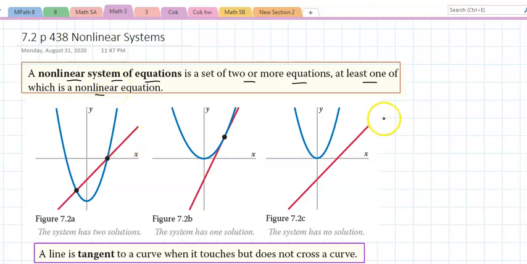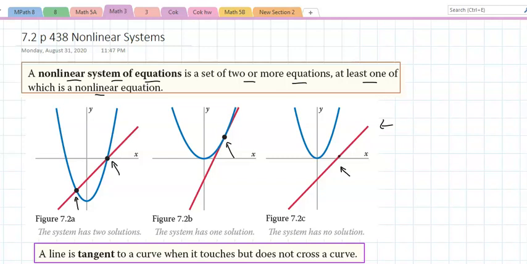In this case, looking at the three cases, assume you have a parabola and a line. The value that satisfies both is really the intersection. This has two solutions. This has one solution. And here we have no solution. If you get a solution, you'll get an x equals and a y equals. If you get no solution, that means when you're solving the algebraic equation, you'll get a contradiction, like 5 equals 7.